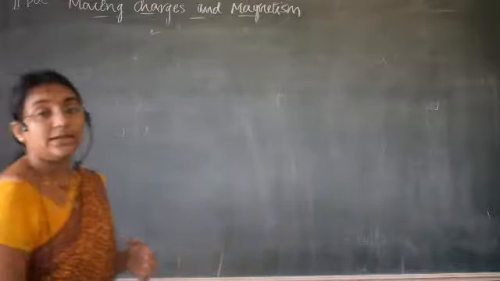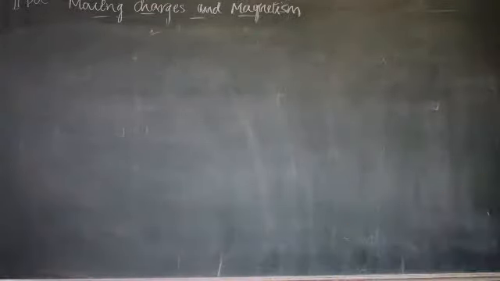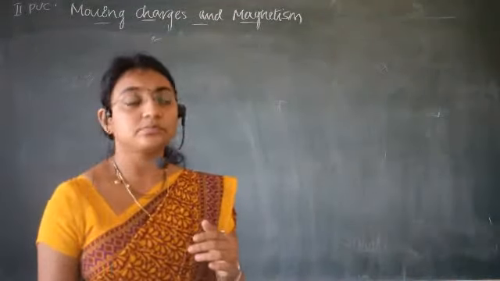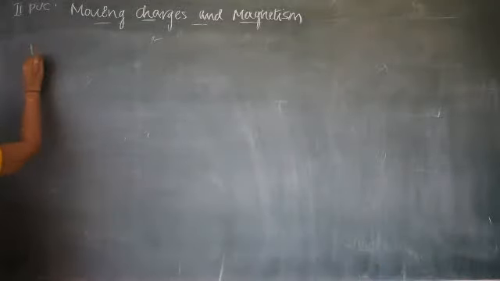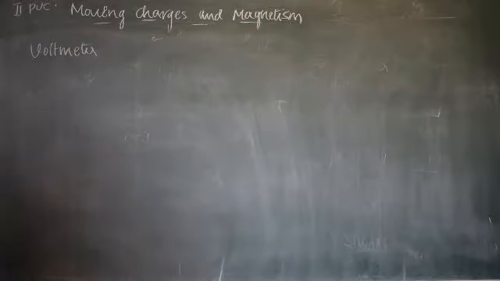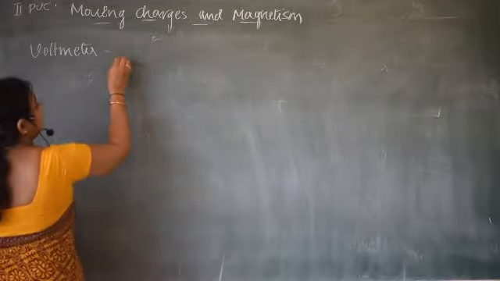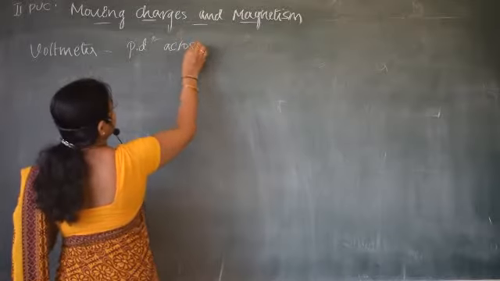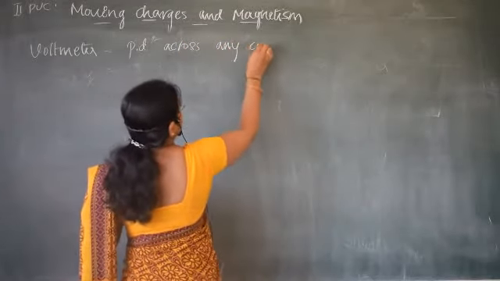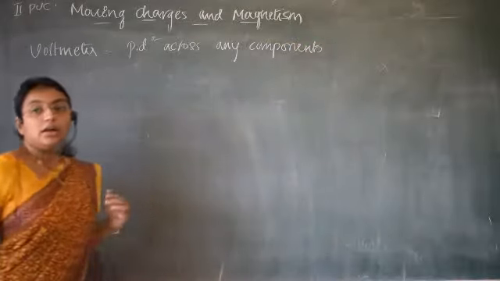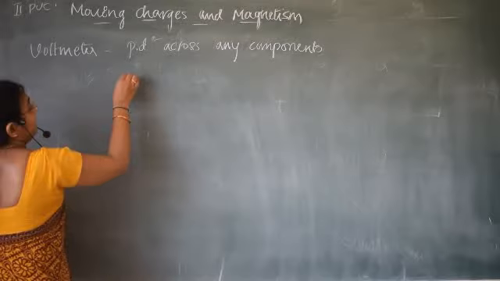Next is the voltmeter. So the next concept is the voltmeter. A voltmeter is a device used to measure the potential difference across any component. It should always be connected in parallel.